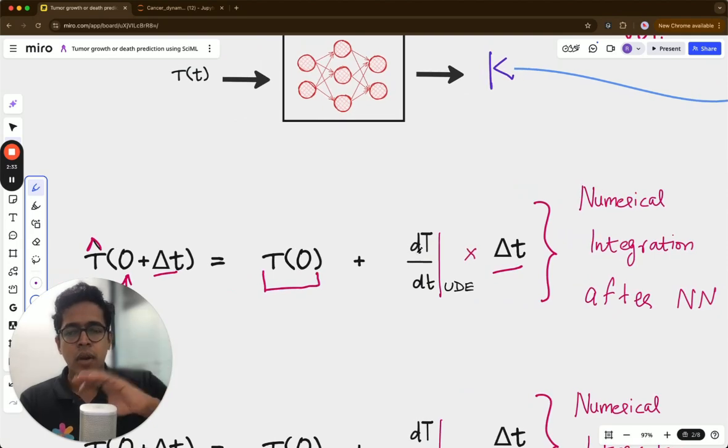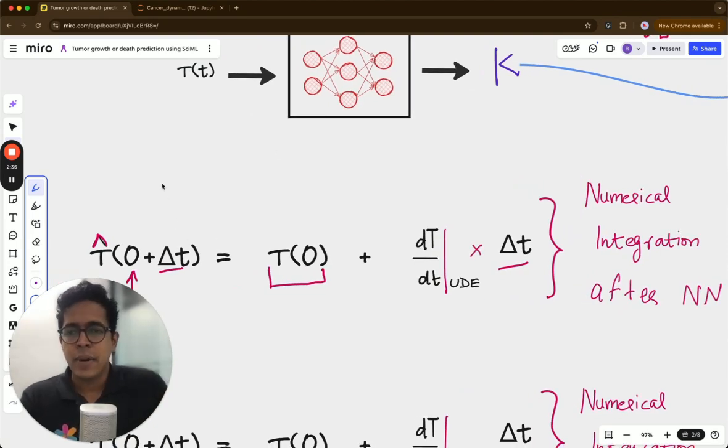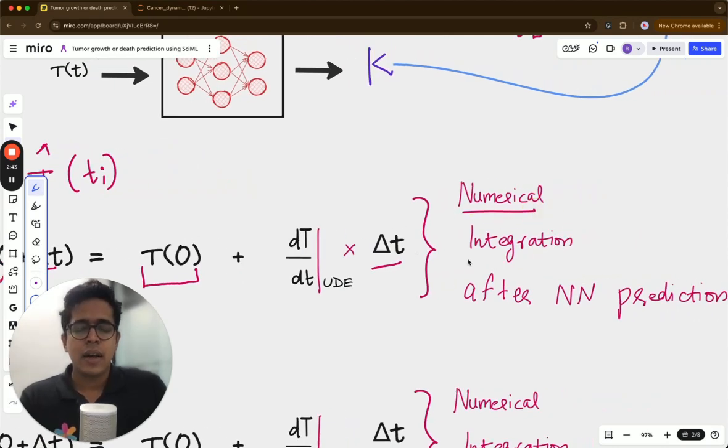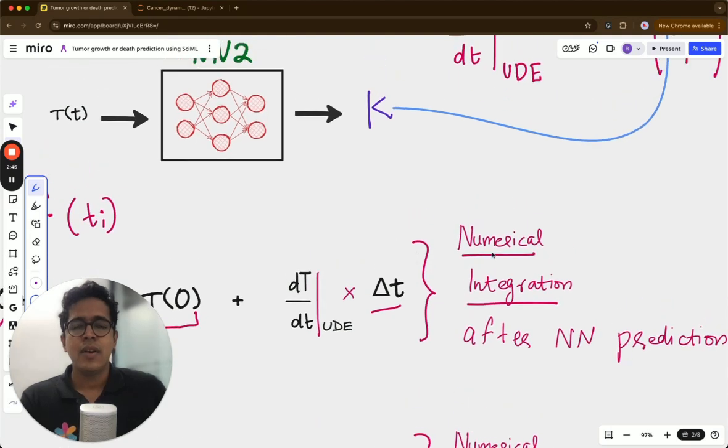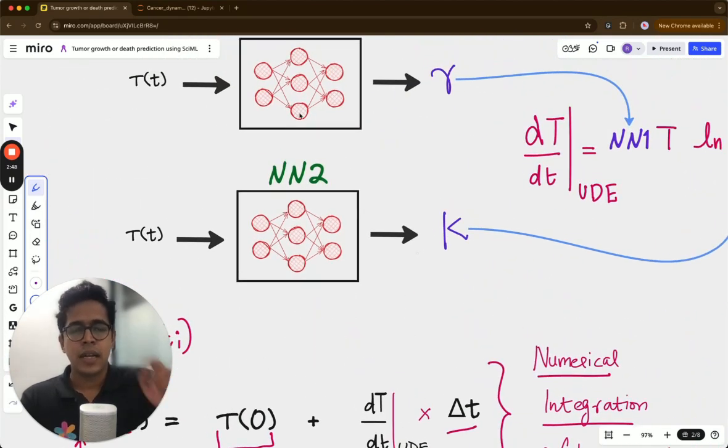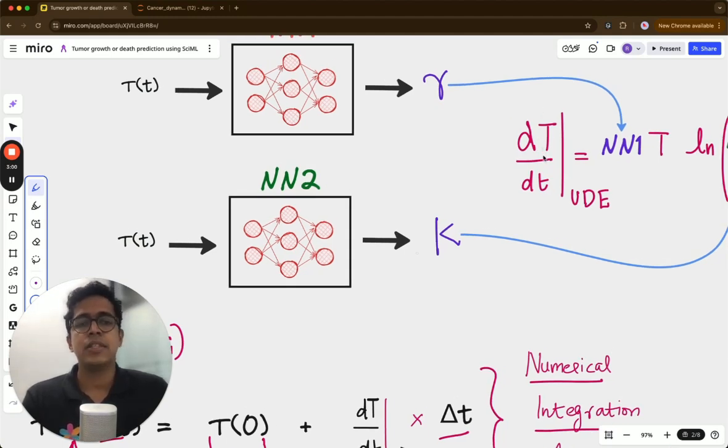Now you can do this for a large number of time steps to get the predicted value of tumor size at, let's say, some other time point ti. So this is what you get after performing numerical integration once you have the neural network predictions. Now, please understand, the neural network predictions are not directly enabling you to predict the size of the tumor. Rather, the neural network predictions give you these two parameters, which allow you to make a prediction on the rate of change of tumor size. Now, with this predicted rate of change of tumor size, you make a prediction on the actual tumor size by performing numerical integration.